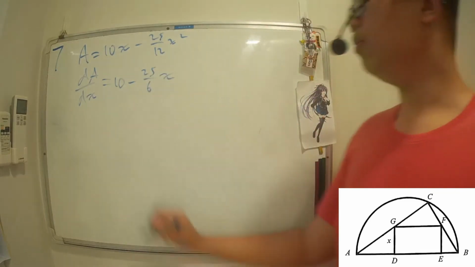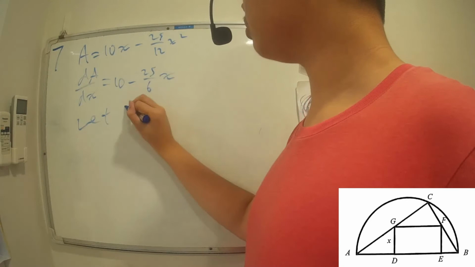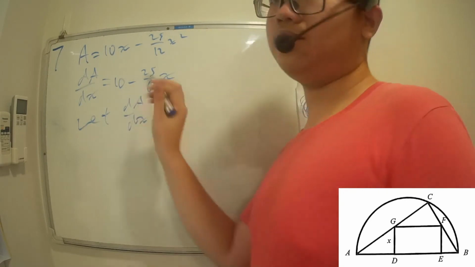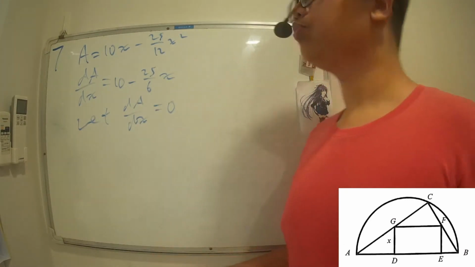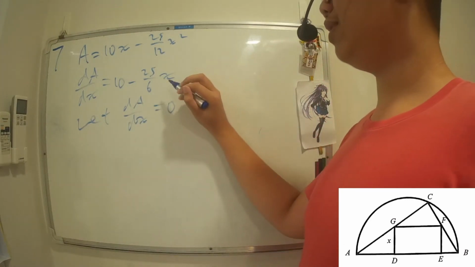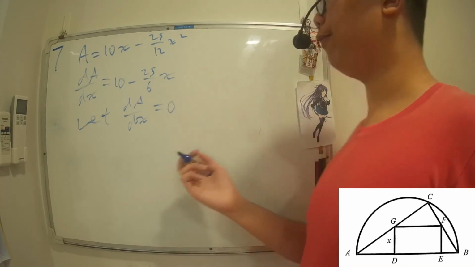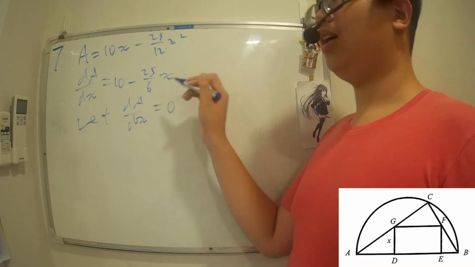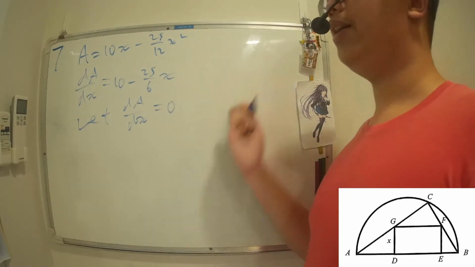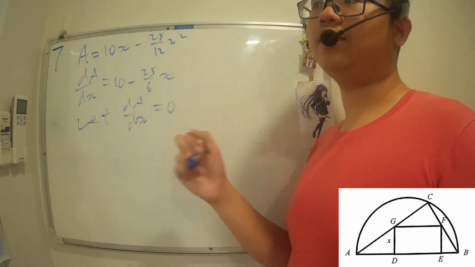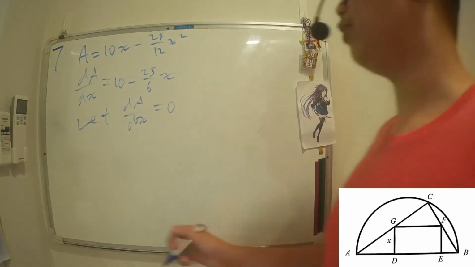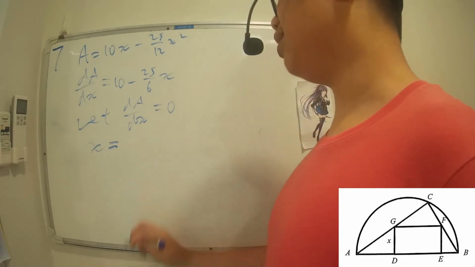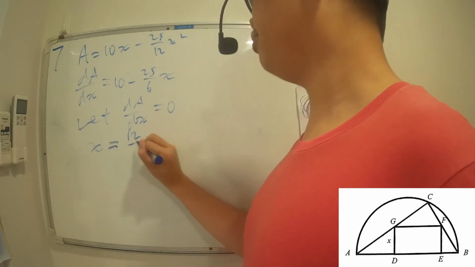So let dA/dx be equal to 0, then 25 over 6 x is equal to 10. If I multiply by 6 and times 2/5, then that's just 12 over 5. So x, my marker is running out of ink, x is equal to 12 over 5.